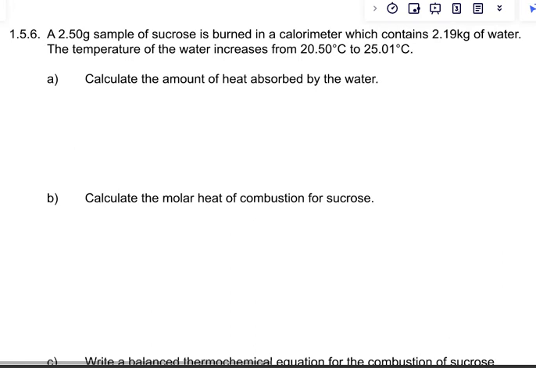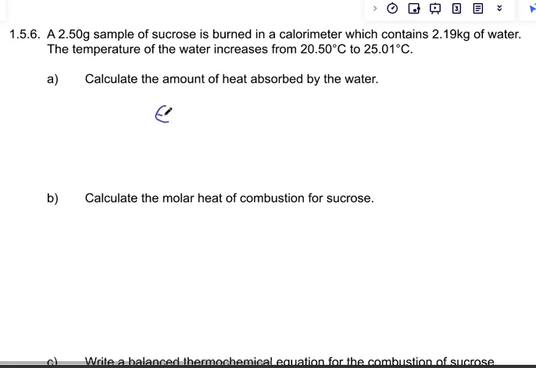to solve this thing. Calculate the heat absorbed by the water. So at first, we're just going to focus on the water side and forget about the sugar. We'll get to that in a moment. We're just saying, magically, we had 2.19 kilograms of water. It heated up from 20.5 to 25.01 degrees. How much heat would that have taken?